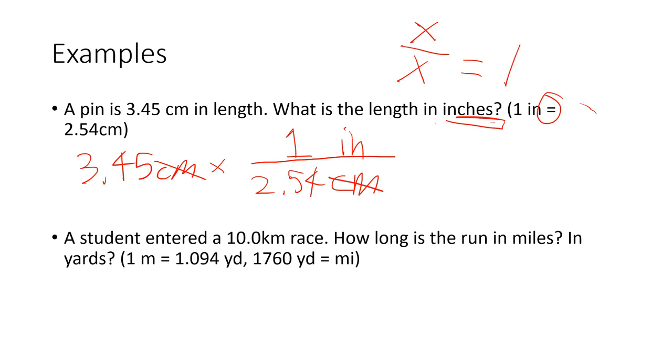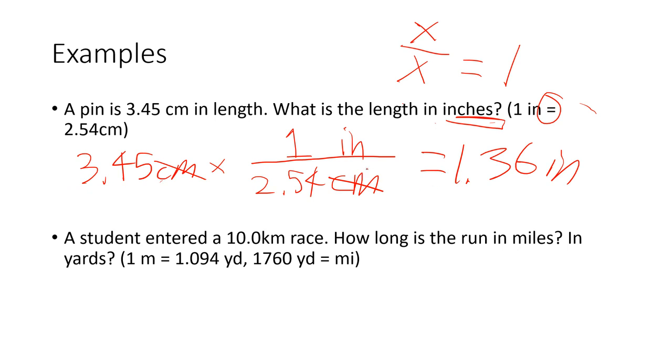But what's special about this is that because centimeters is on the denominator, it can cancel out with the centimeters over here. And what you're left with is a unit that's only in inches. 3.45 divided by 2.54, we get 1.36. 1.36 inches, okay? So 3.45 centimeters is 1.36 inches.